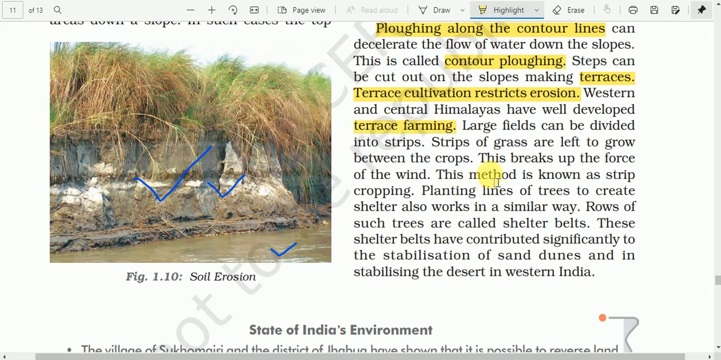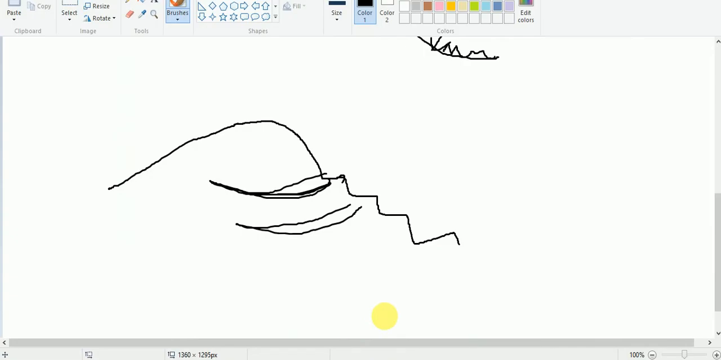And another method is that large fields can be divided into strips, and the strips of grass are left to grow between the crops. This is known as strip cropping. So it is also done in the mountainous areas.